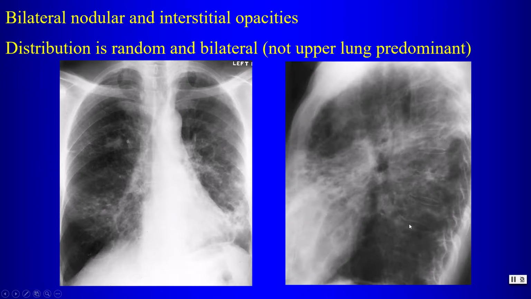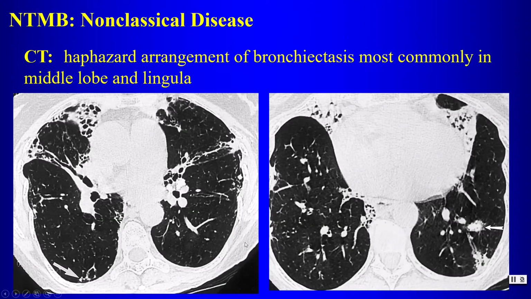So they can have interstitial opacities. The distribution may be random, but what can be characteristic is bronchiectasis, especially involving the right middle lobe and lingula. So if we see that distribution of disease with bronchiectasis involving the right middle lobe and lingula, this is the hallmark of non-classical disease or Lady Windermere syndrome.